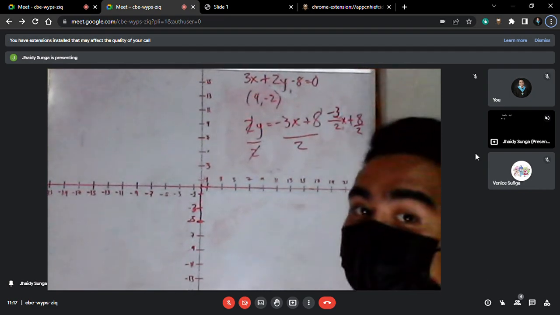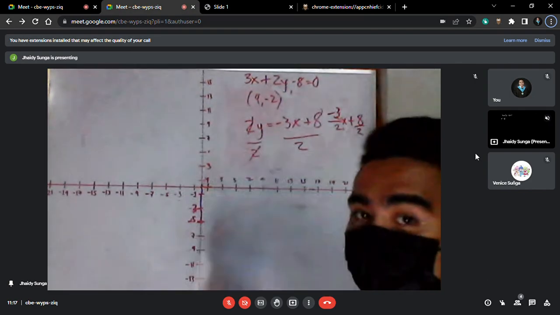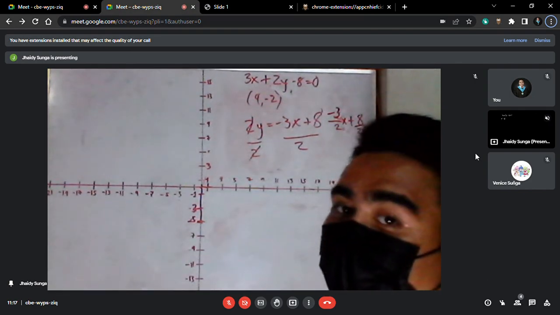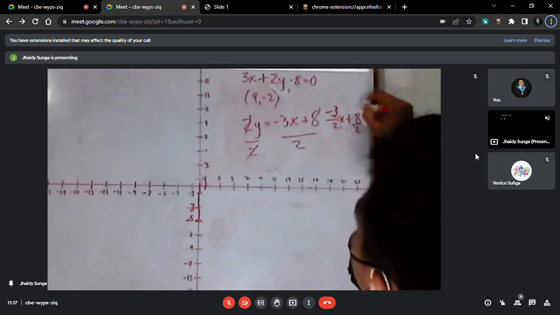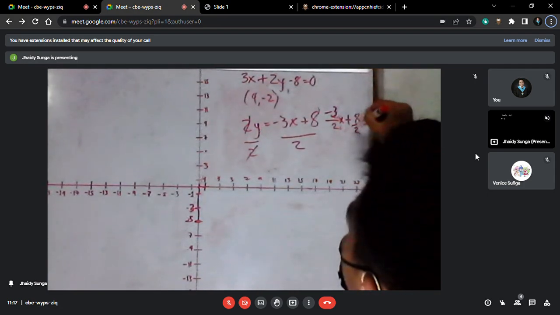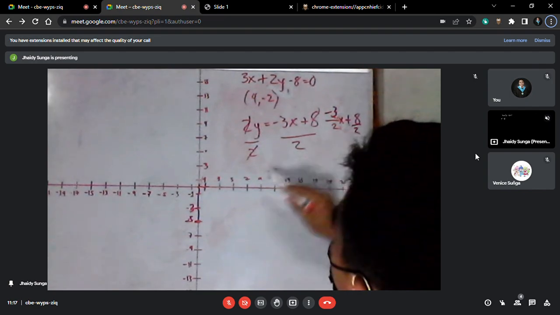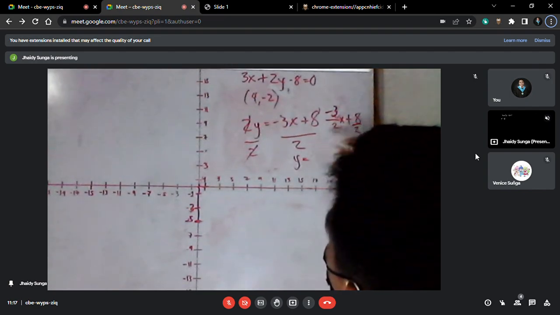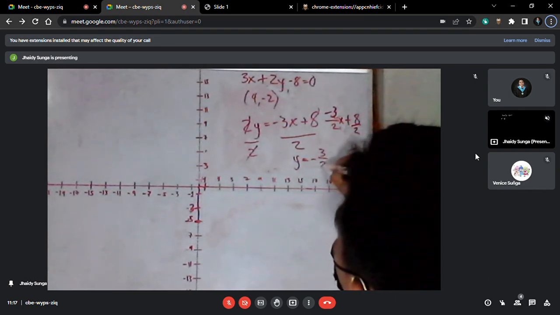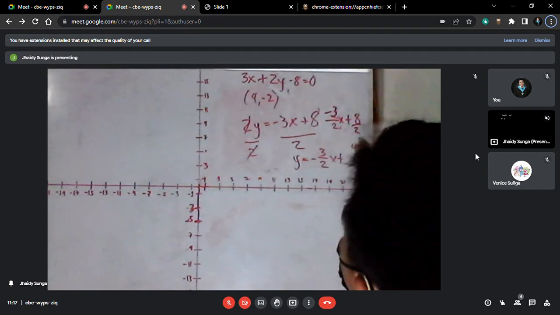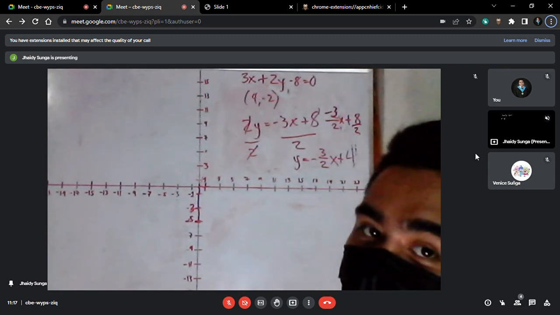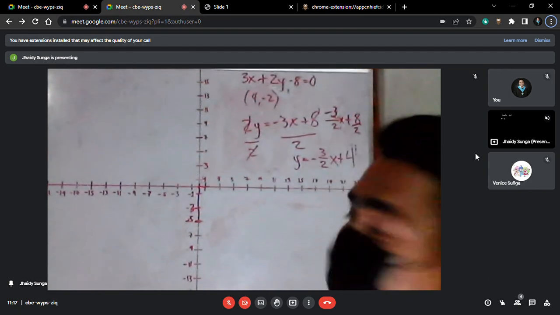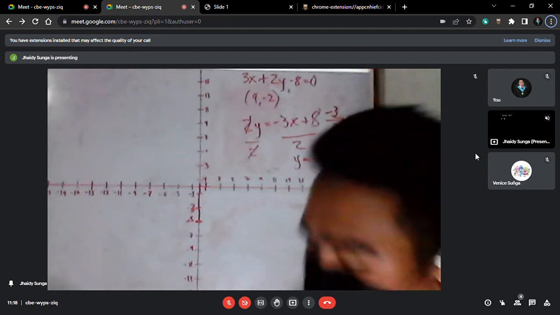So, in adding fractions, if they are similar fractions, we simply get the common denominator, or LCD. So their LCD is 2. Alright, so from here, we could see that 8 over 2 is equal to 4. So in the final form, y is equal to negative 3 over 2 x plus 4. So negative 3 halves x plus 4. That will be your line.